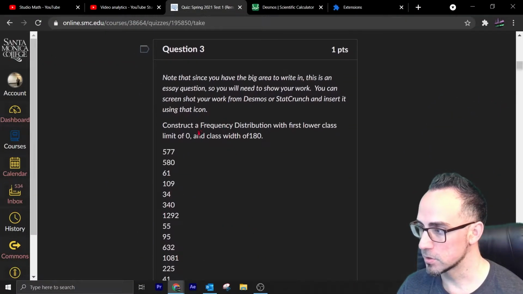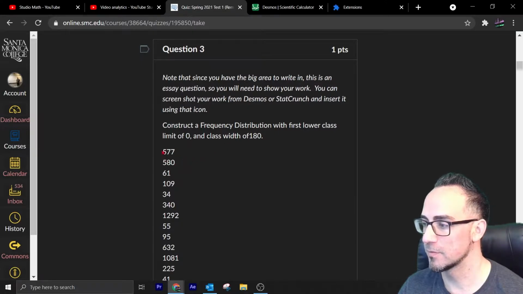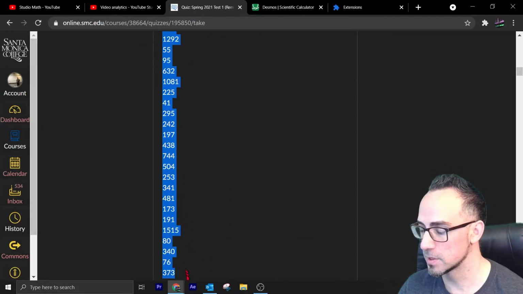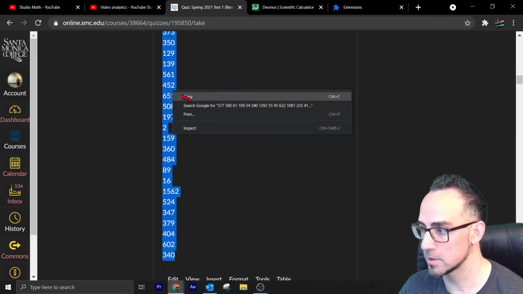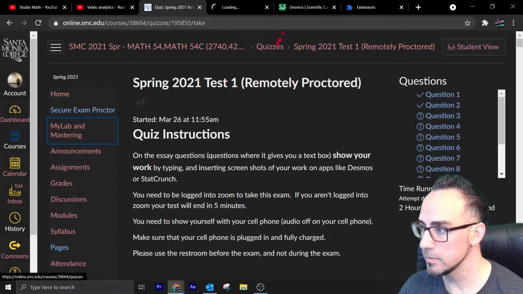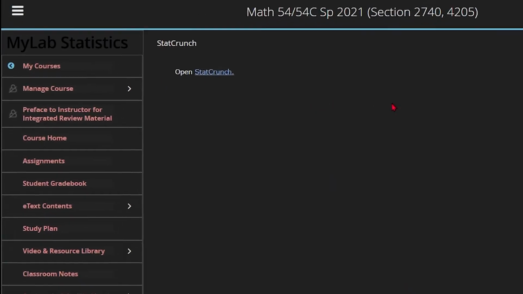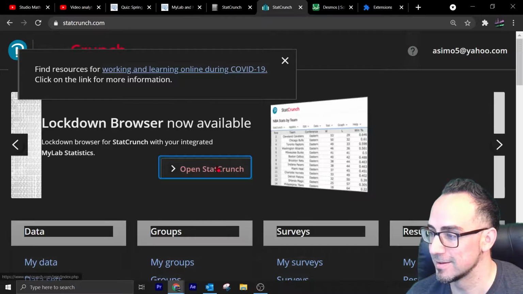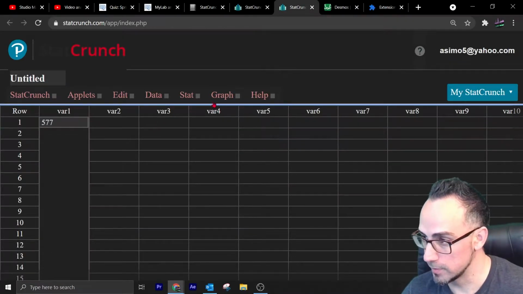Number 3, construct a frequency distribution with first lower class limit of 0 and a class width of that. Okay, frequency distribution. All right, let's do this. How do we make a frequency distribution? We copy the data, press copy. We scroll up. Open StatCrunch. Go to the StatCrunch website. Open StatCrunch. Press Control V. We're trying to make a frequency distribution.